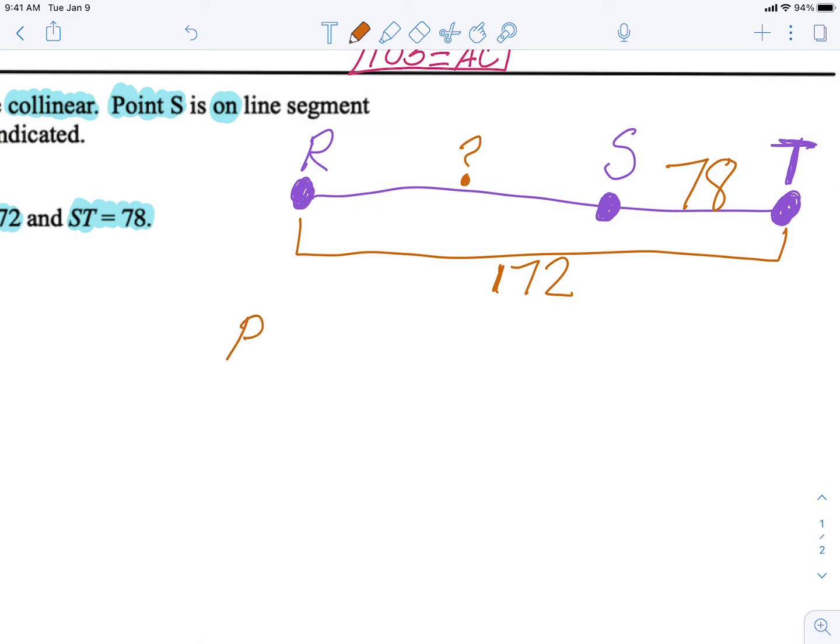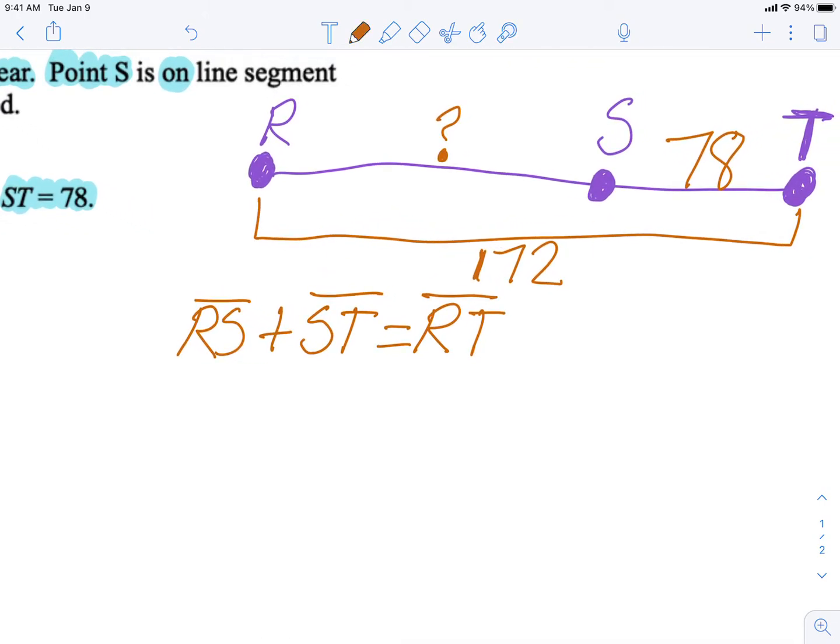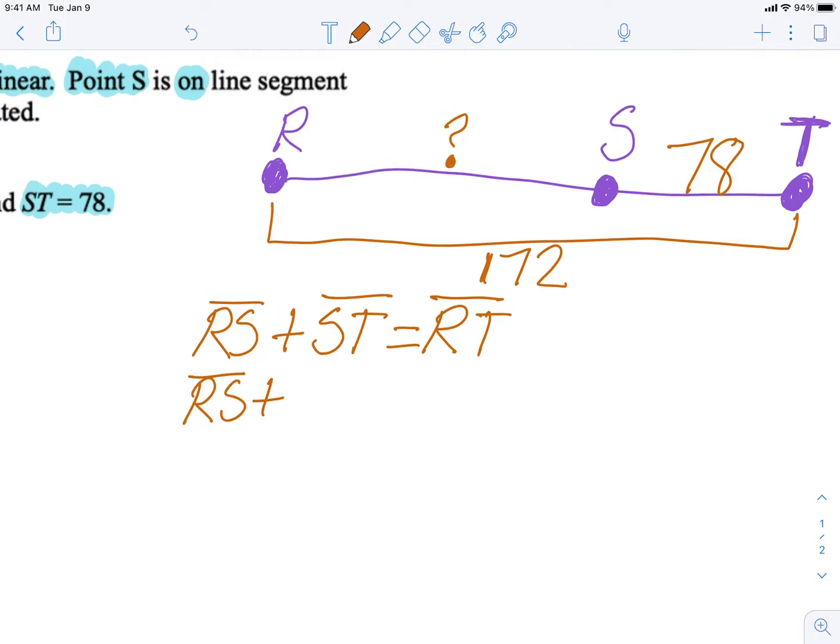So short segment RS plus the other short segment ST is equal to the long segment RT, right? Short segment RS plus short segment ST is equal to long segment RT. So let's substitute. We don't know what RS is. RS plus ST, which is 78, is equal to RT, which is 172.